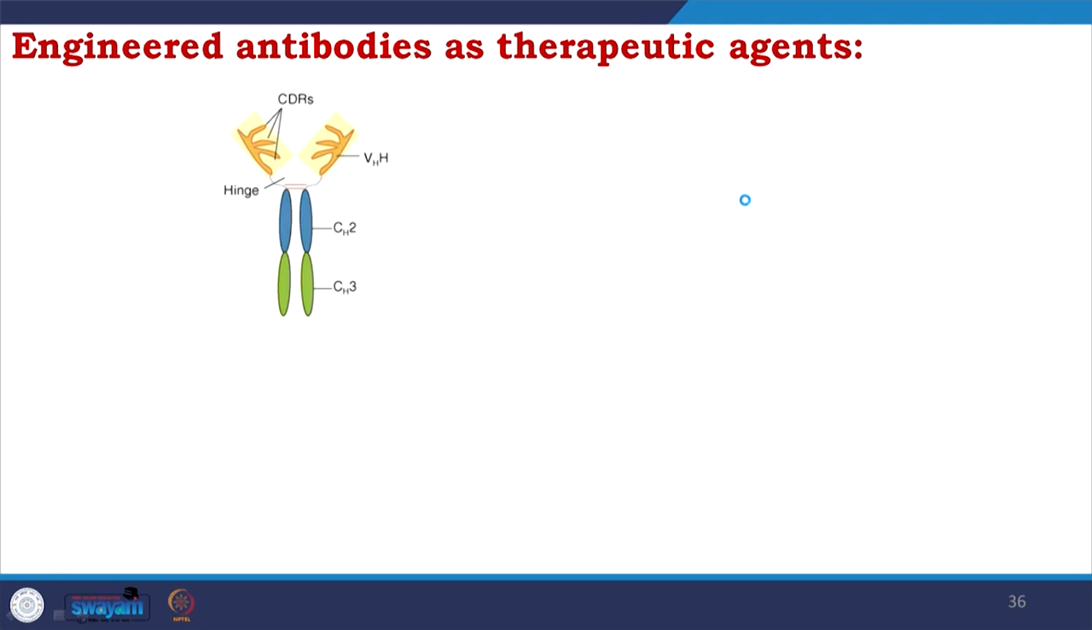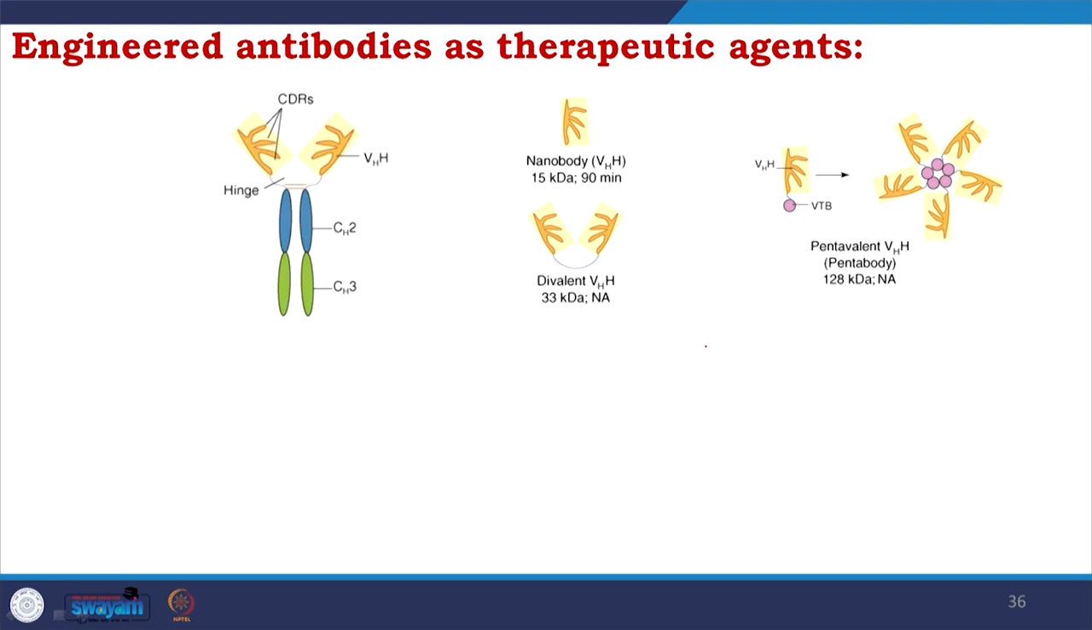Also, there are engineered antibodies. If you look at antibodies, they have the constant heavy chains and they have variable chains where they have complementarity determining regions. So, if you pick up those, you could develop a nanobody with a single protein which is 15 kilodalton. If you connect these two, you will get a divalent domain. If you use some nanobody which develops a pentamer, then you get a 128 kilodalton assembly.